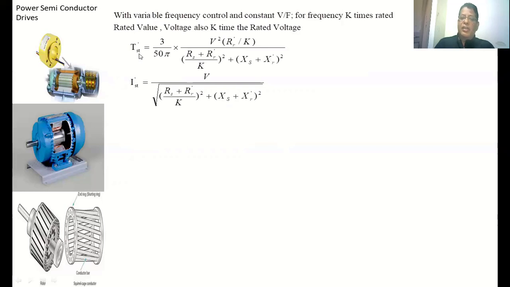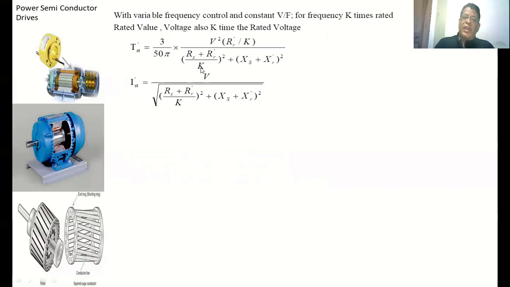Now T starting equals, in terms of k, 3 by 50 pi into V square by RR dash by k, divided by (RS plus RR dash by k) whole square plus (XS plus XR dash) whole square. So this is the expression for the torque developed in the induction motor at the time of starting. This is the expression for the induction motor at the time of starting with variable frequency. K represents the variable frequency constant.